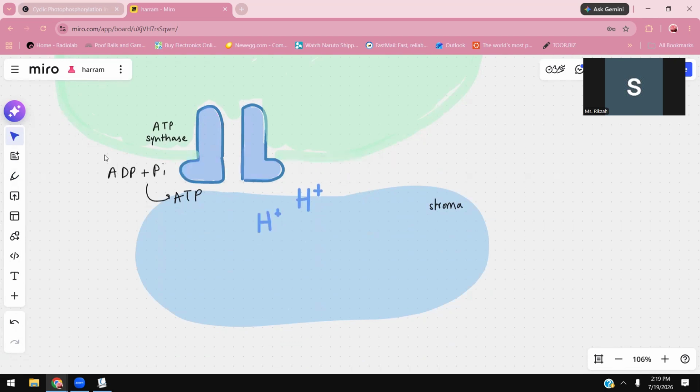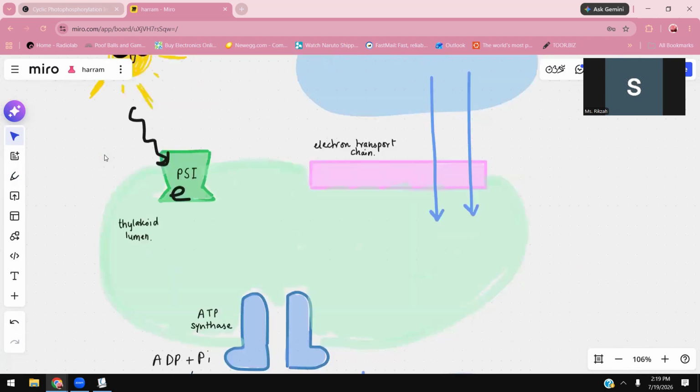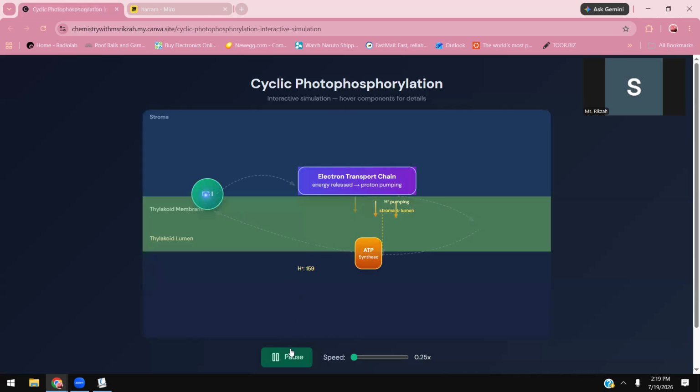Now, to give you a visual recap of our lesson, let's see. The electron moves to the ETC. We can see hydrogens coming in. They move through ATP synthase. ATP is made, and the electron moves back. Again, it moves through the electron transport chain, gives away all the energy, moves back to PS1, and then we have hydrogen ions coming in. They move through ATP synthase, and we'll have our ATP.